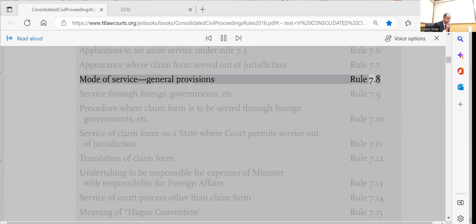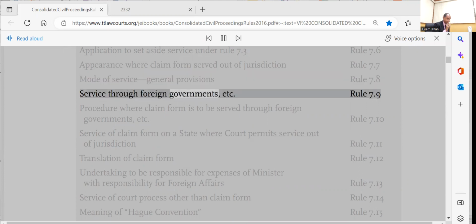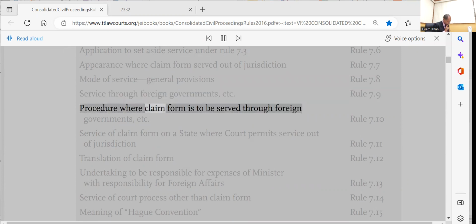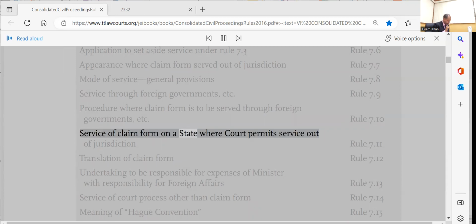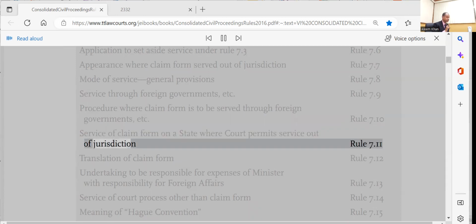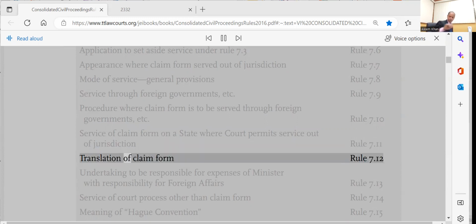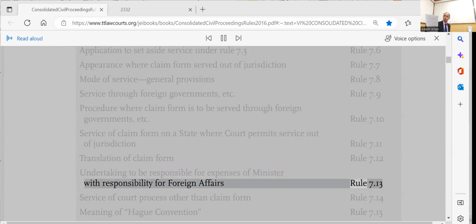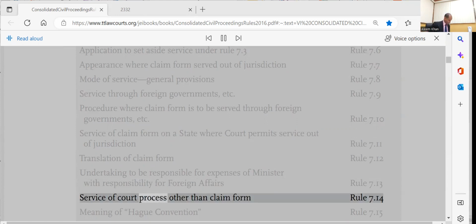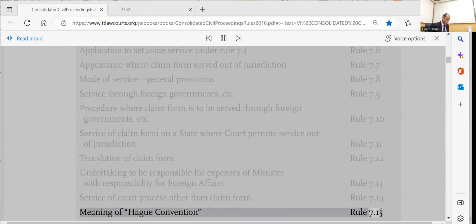General provisions. Rule 7.8 Service through foreign governments, etc. Rule 7.9 Procedure where claim form is to be served through foreign governments, etc. Rule 7.10 Service of claim form on a state where court permits service out of jurisdiction. Rule 7.11 Translation of claim form. Rule 7.12 Undertaking to be responsible for expenses of minister with responsibility for foreign affairs. Rule 7.13 Service of court process other than claim form. Rule 7.14 Meaning of Hague Convention. Rule 7.15.